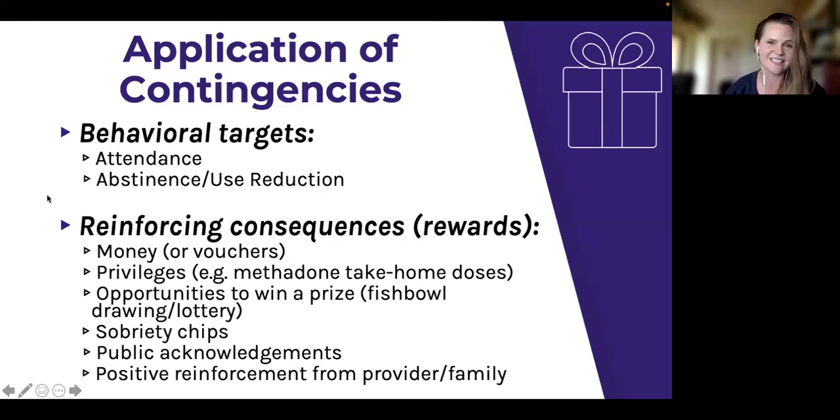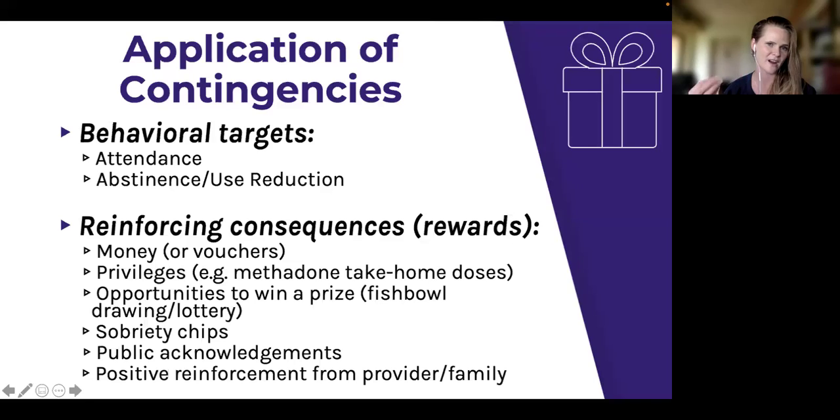So in terms of applying contingencies on this ECHO, we've talked a lot about contingency management. So that's a very formal system of applying contingencies, but you can also do this in a more flexible way if you don't have the resources for formal contingency management. Behavioral targets are usually the best. So choosing something that's fairly objective, something that you're pretty sure you can define in advance and check fairly. So attendance is a good one. Abstinence or a reduction in use as verified by UDS are good ones.